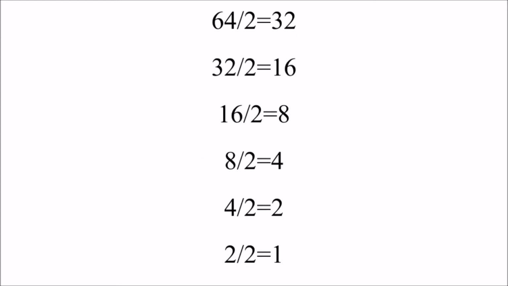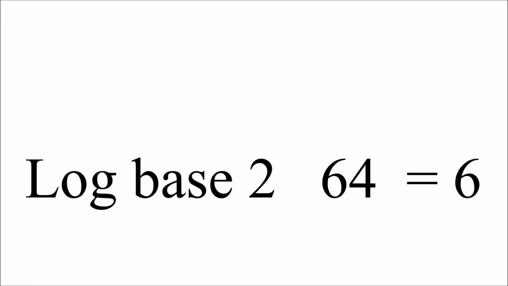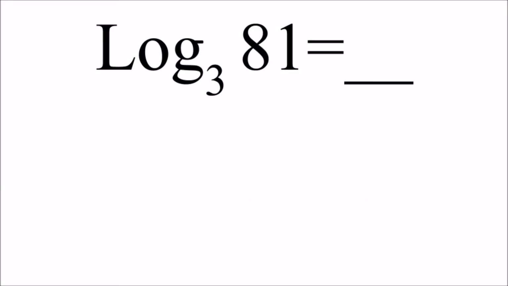Another way is to divide. What you do is you divide by the base and count how many times it takes you to get to 1. Let's try with the log base 2 of 64 example. 64 over 2 is 32. 32 over 2 is 16. 16 over 2 is 8. 8 over 2 is 4. 4 over 2 is 2. 2 over 2 is 1. Since we divided 6 times, log base 2 of 64 equals 6, which matches up with what the multiplication method told us. So let's put this to the test with log base 3 of 81.